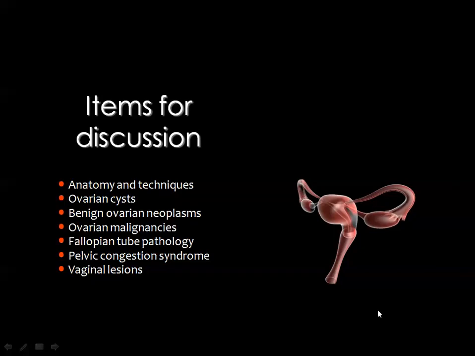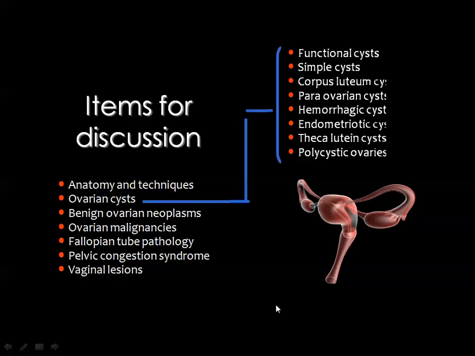Then these are the topics we'd like to handle in these coming two lectures: the anatomy and techniques, ovarian cysts, benign ovarian neoplasms, malignancies, fallopian tube pathology, pelvic congestion syndrome, and finally the vaginal pathology. The ovarian cysts are too many, and we are going to discuss the functional cysts, the simple ovarian cysts, the corpus luteum cysts, para-ovarian cysts, hemorrhagic and endometriotic cysts, thick lutein cysts, and polycystic ovary syndrome.